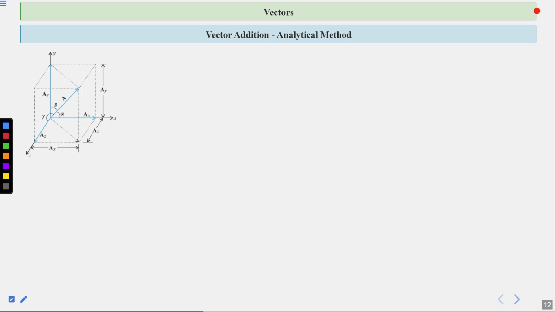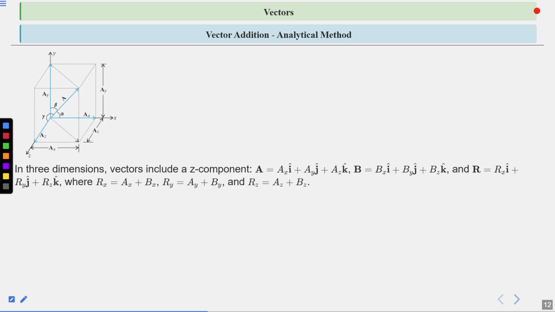So in three dimensions, a vector includes a z component. A vector is Ax i cap plus Ay j cap plus Az k cap. B vector is Bx i cap plus By j cap plus Bz k cap. And R vector is equal to Rx i cap plus Ry j cap plus Rz k cap, where Rx is equal to Ax plus Bx, Ry is equal to Ay plus By, and Rz is equal to Az plus Bz.